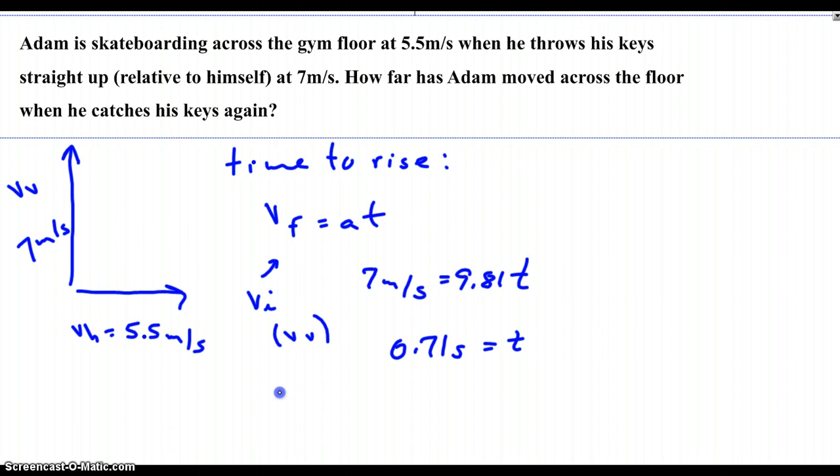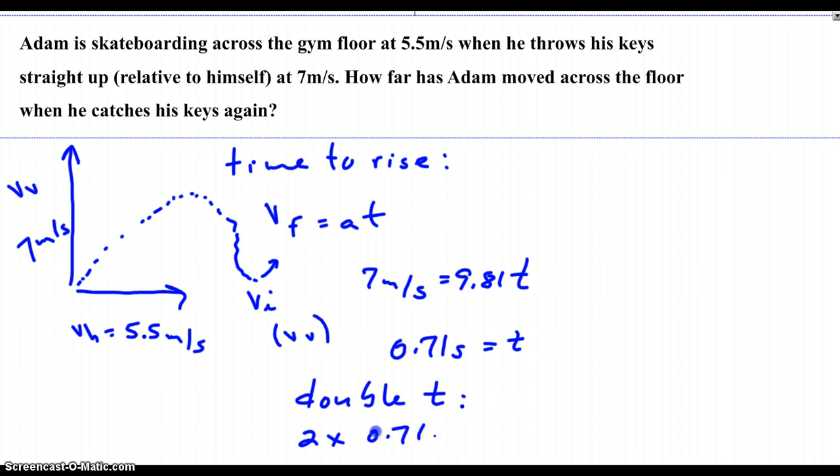Now, we must double this time because the keys rise up in the air, of course, and then come back down again, an equal amount of time. So if we double time, the total time that the keys are in the air would be 2 times 0.71, or a total of 1.42 seconds. If we know the total time the keys are in the air, then horizontally we can calculate the distance that the keys travel.